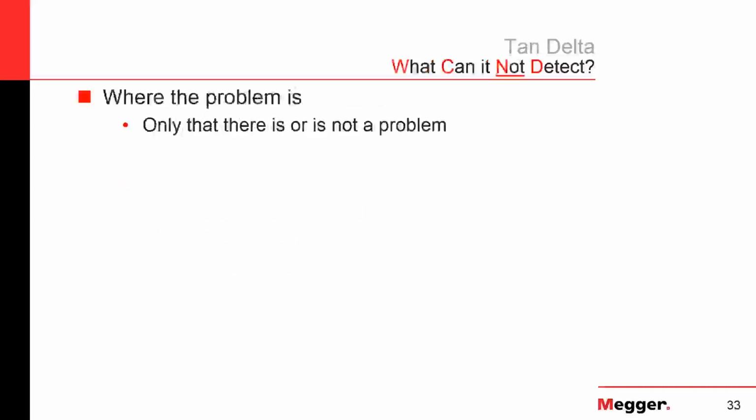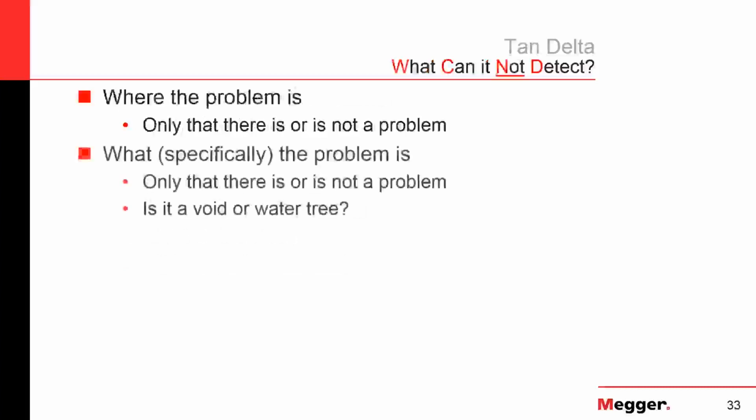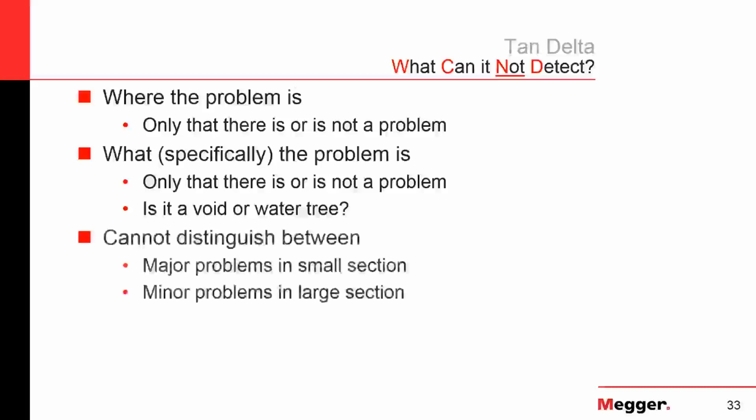However, it cannot tell us where the problem is, only that there is or is not a problem. It cannot tell us what specifically the problem is. Is it a void or a water tree? It only tells us that there is or is not a problem on the cable system. And it cannot distinguish between a major problem in a small section, think of that single large critically sized water tree I showed before, or minor problems in a large section. Think of those small distributed water trees I showed before.